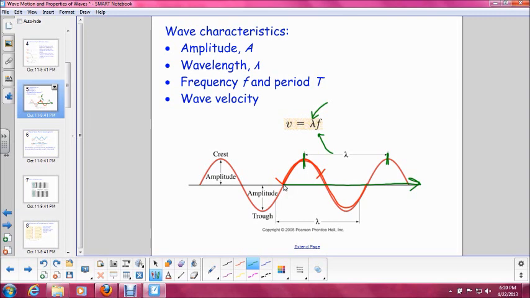So the units for this are still the regular units for velocity, meters per second. You just find it a different way. You find it by taking the meters of the wavelength and multiplying by the cycles per second of frequency.